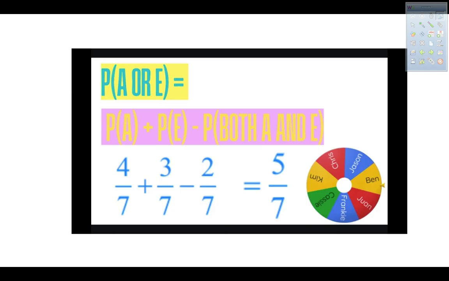Let's think about why that makes sense. We'll circle the names of people who have A in their name: Jason, Juan, Frankie, and Cassie. Now we'll circle the people who have E in their name: Ben, Frankie, who's already circled, and Cassie, who's already circled. How many names are circled? 5 out of 7. This one makes a lot more sense.